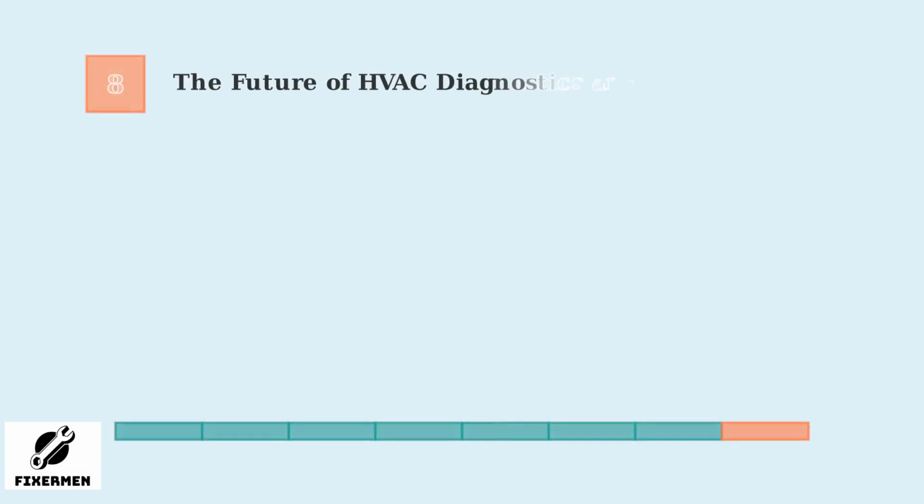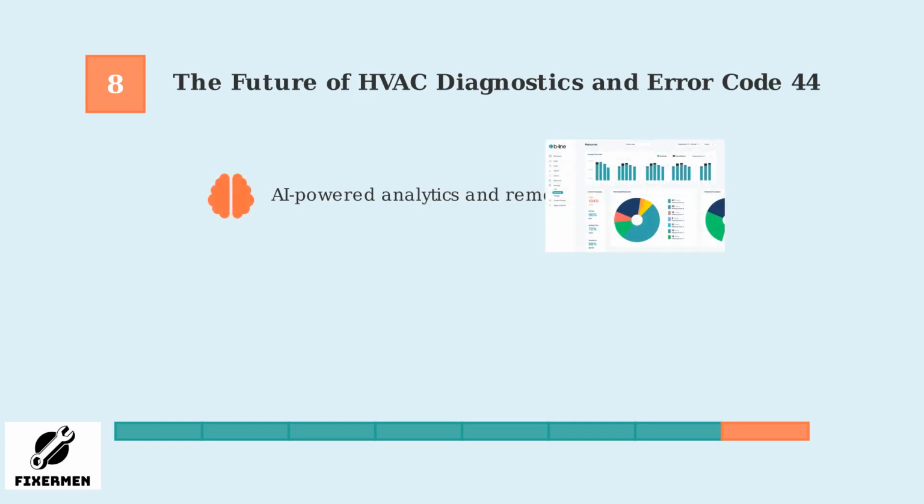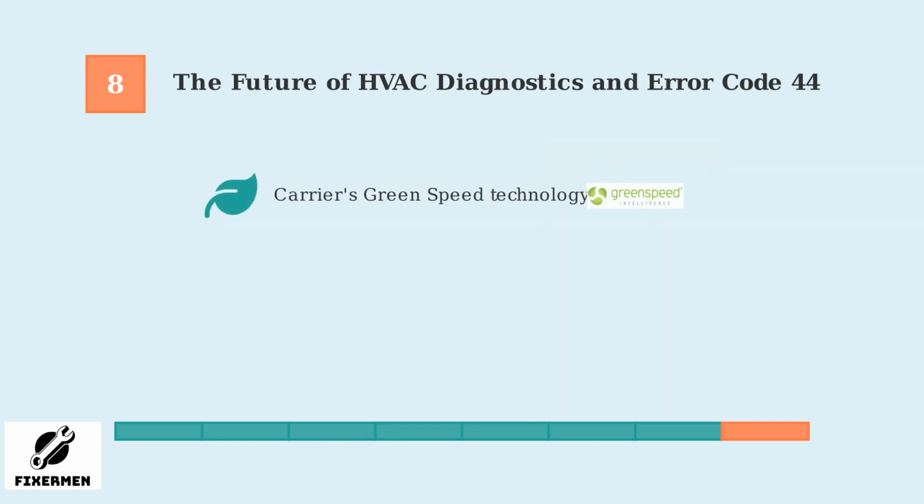The HVAC industry is evolving rapidly towards smarter, more proactive diagnostics that promise to transform how we handle issues like Carrier Error Code 44. Expect increased integration of IoT sensors that continuously monitor system performance and detect potential issues before they become problems. AI-powered analytics will analyze sensor data in real time, enabling remote monitoring capabilities that alert technicians to emerging issues. Carrier's Greenspeed technology and other smart systems are already reducing Error Code 44 incidents through predictive maintenance and automated adjustments.